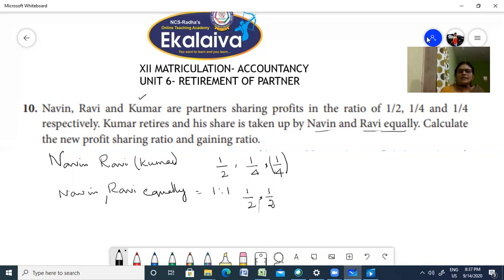Now this is expressed as a share. You can express it as ratios also. You take common factor 4. 2 will go in 4 how many times? 2 twos are 4. So 2, then 1, again 1. So 2 is to 1 is to 1. When you express it in ratio, it is not there in the problem for you. It's extra information. You should always know how to convert it into ratios. Naveen and Ravi are going to share equally, 1 is to 1, so 1/2, 1/2.